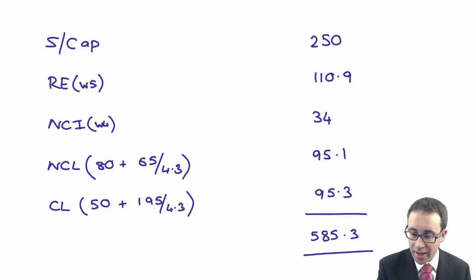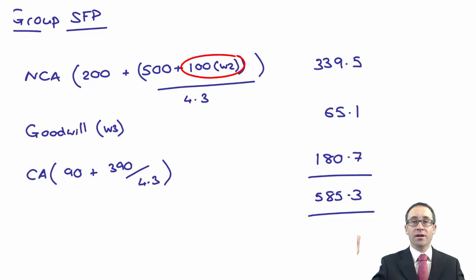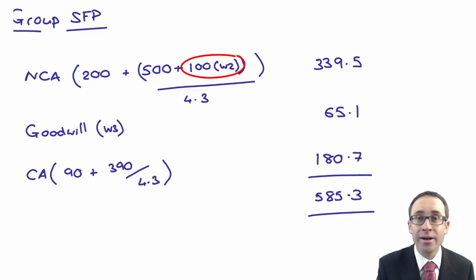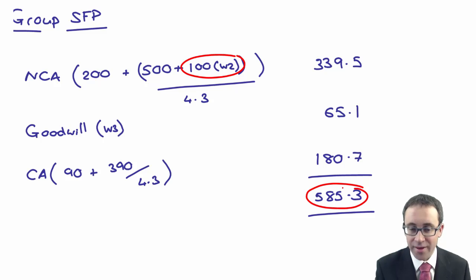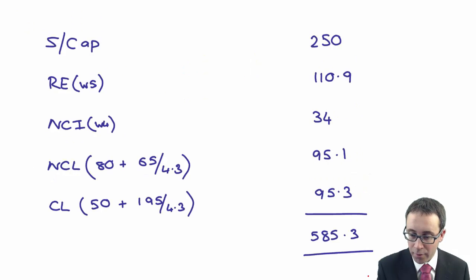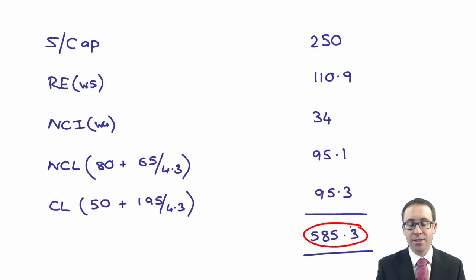585.3. I can't even remember what the assets were. Magic. Okay. Beginner's luck, shall we call it. You have the assets at the top of 585.3. And is it the equity and liabilities at the bottom of 585.3?